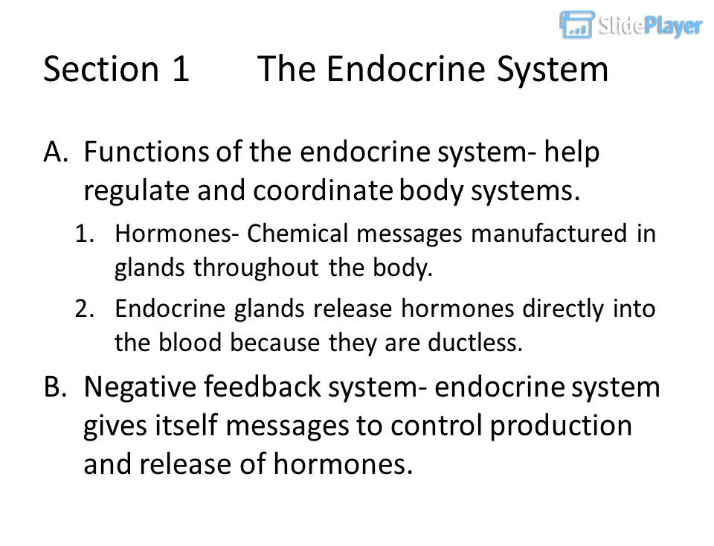Functions of the endocrine system help regulate and coordinate body systems. Hormones are chemical messages manufactured in glands throughout the body. Endocrine glands release hormones directly into the blood because they are ductless. Negative feedback system: the endocrine system gives itself messages to control production and release of hormones.